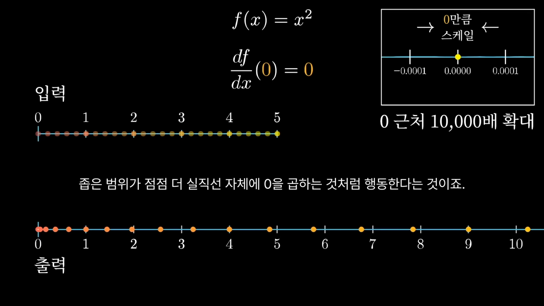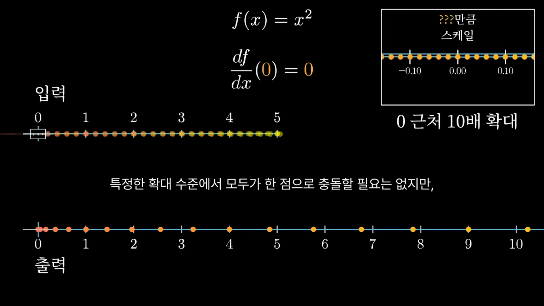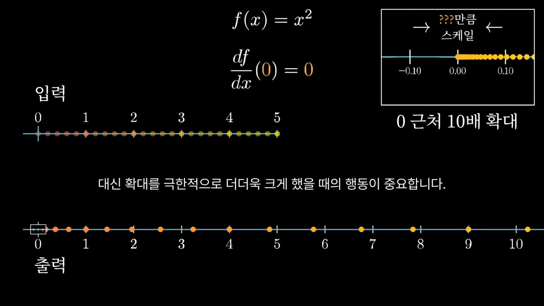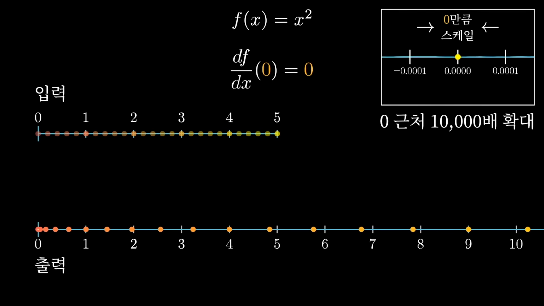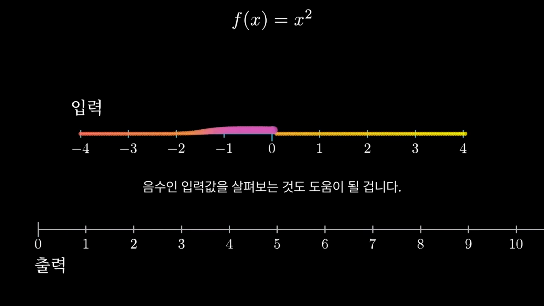The local behavior looks more and more like multiplying the whole number line by 0. It doesn't have to completely collapse everything to a point at a particular zoom level. Instead, it's a matter of what the limiting behavior is as you zoom in closer and closer. It's also instructive to take a look at the negative inputs here.